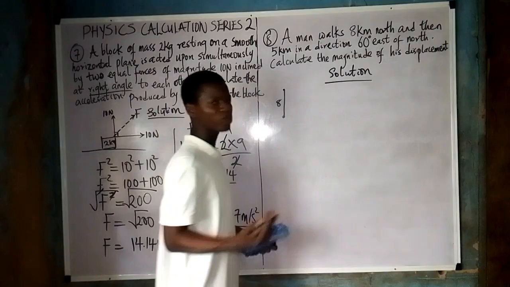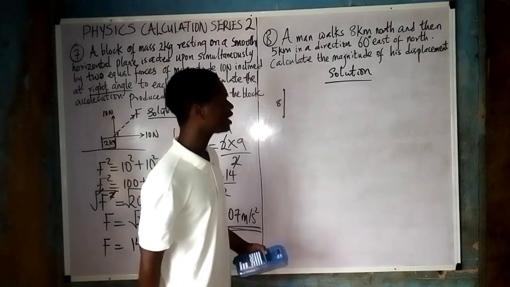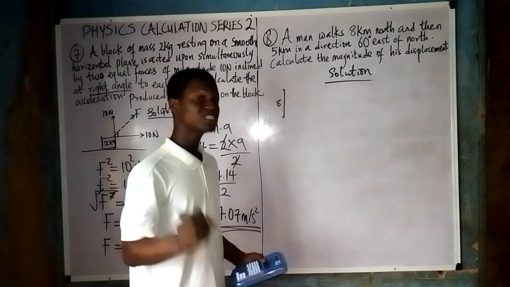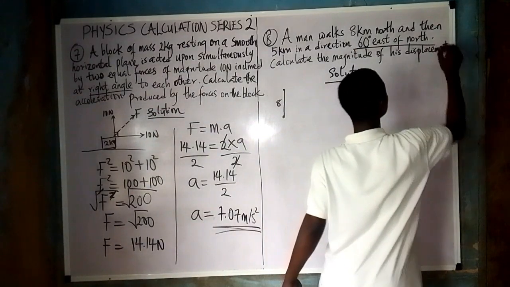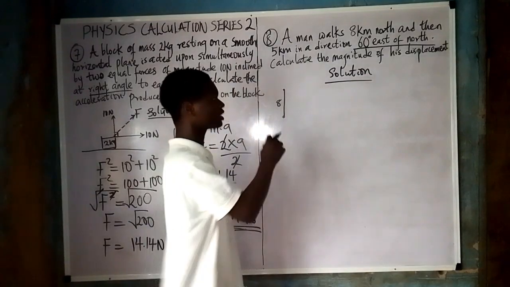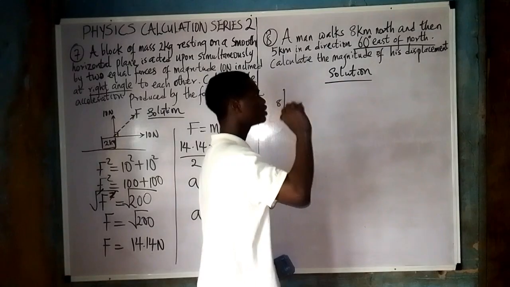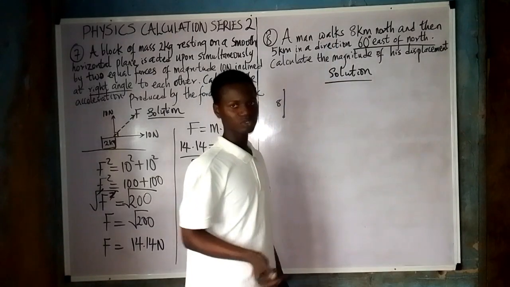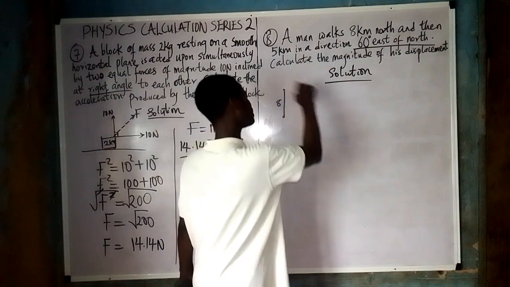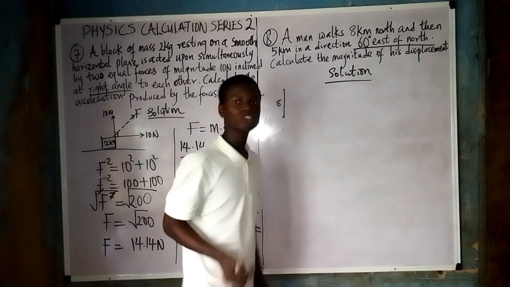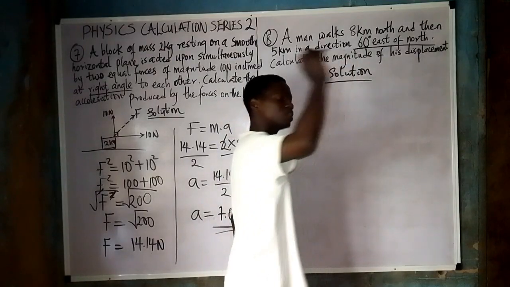Then what other movement did he now make? Then it said, and then 5 kilometer in a direction 60 degrees east of north. Now we have to understand what this means before we can solve this question. From here, which direction is 60 degrees east of north? Is it here? Is it here? I don't know. So how do we get the direction it moved when they said 60 degrees east of north?